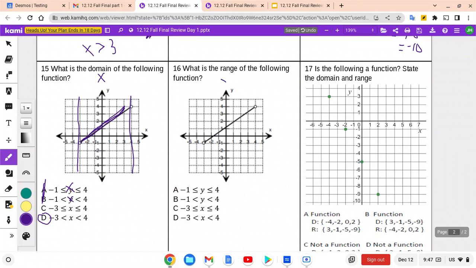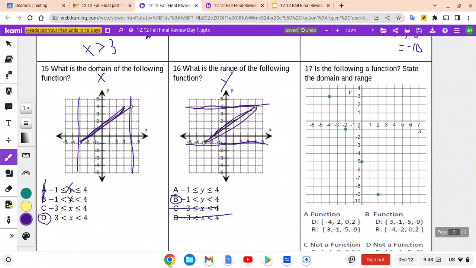So range is y on number 16. Same situation. It's got to be y, so it can't be C or D. The circles are empty, so it's B. But his range is in between negative 1 and positive 4. That's where this line lives, okay?